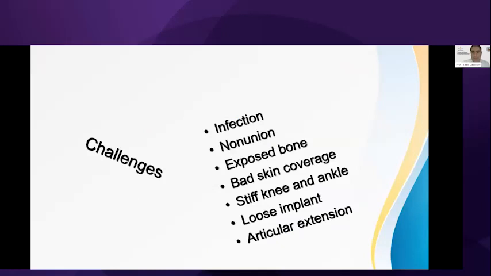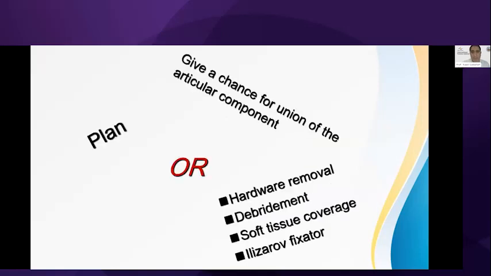Challenges in this case: this patient has active infection, non-union of the fracture, exposed bone, very bad skin coverage, stiff knee and ankle joint, loose implant, and there is articular extension of the fracture. So our plan was to give a chance for the patient for union of the articular component, or to go to hardware removal, debridement, some sort of soft tissue reconstruction or coverage, and fixator.